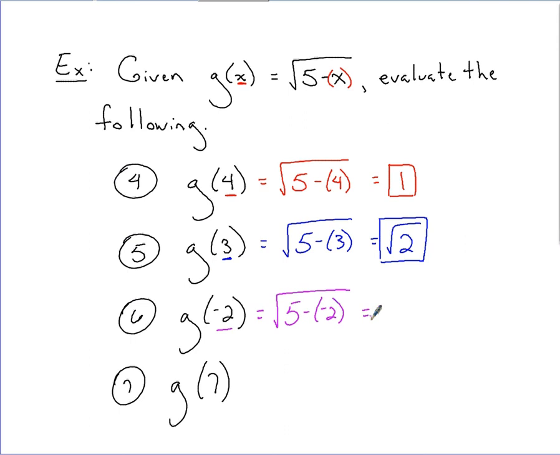You got 5 plus 2, you get the square root of 7. And I'll leave it as square root of 7 for the same reason I left it as the square root of 2 in the previous one.